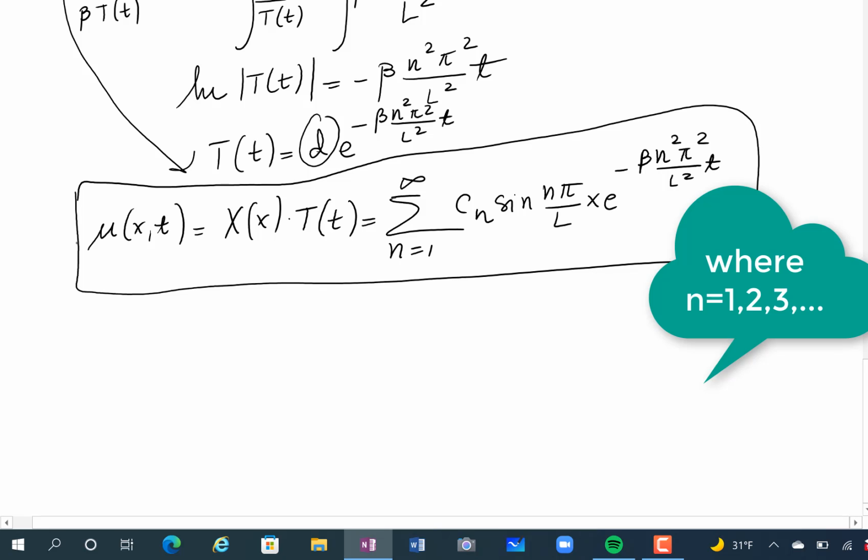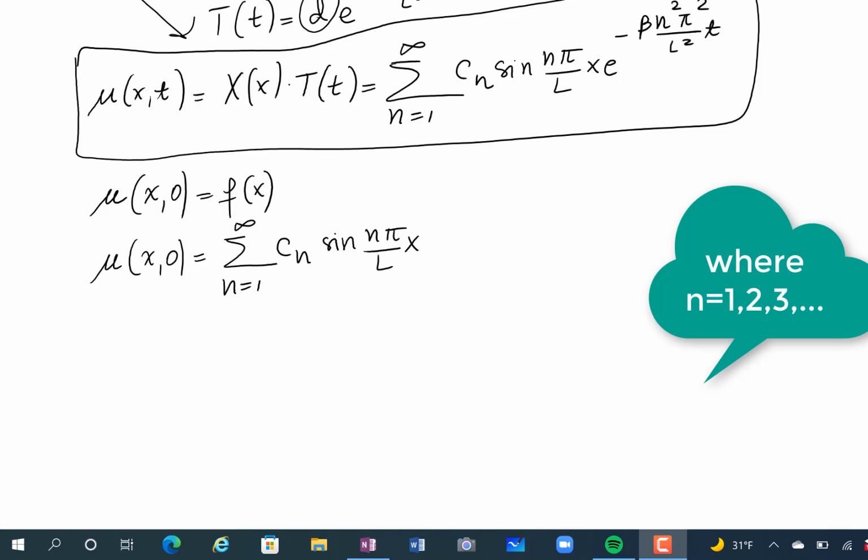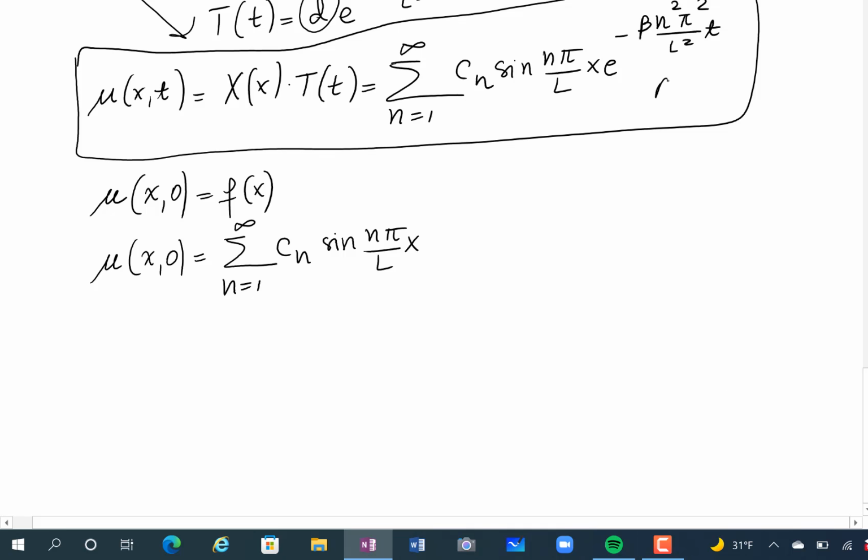Now, we actually had an initial condition, which I wrote here really quickly, u of x and 0 equals f of x, which means if we replace t with 0 here, we are going to end up with this equation. If f of x is given, and if f of x is actually a sine of x function, then we will be able to find this c sub n. I hope this helps.